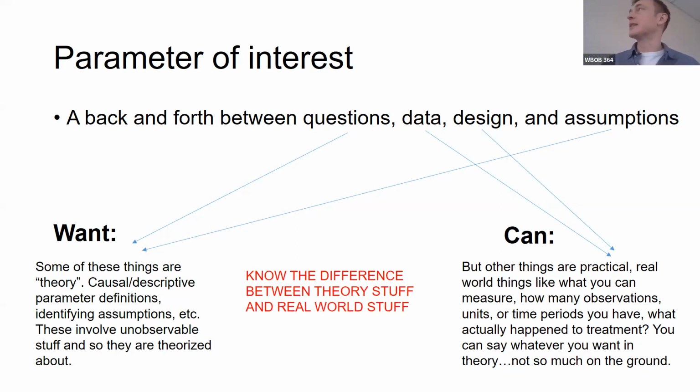So just knowing the difference between what in theory is something that you can want, or is going to be challenging to get, so you don't want it, versus what are the data you're dealing with and what are they going to allow you to do or keep you from doing.